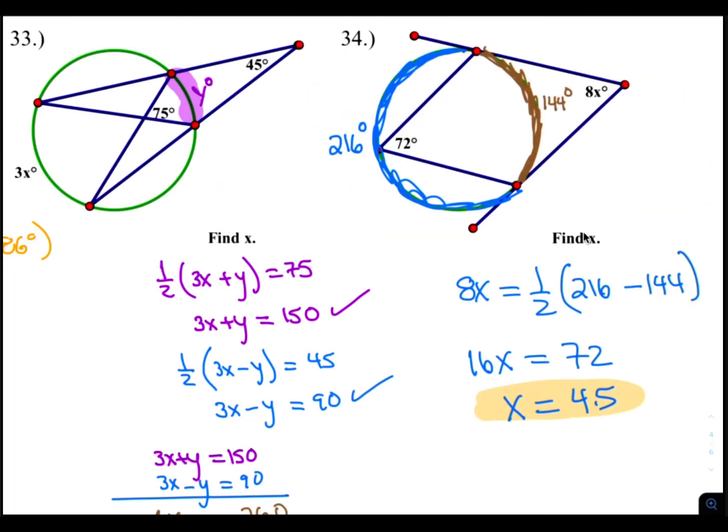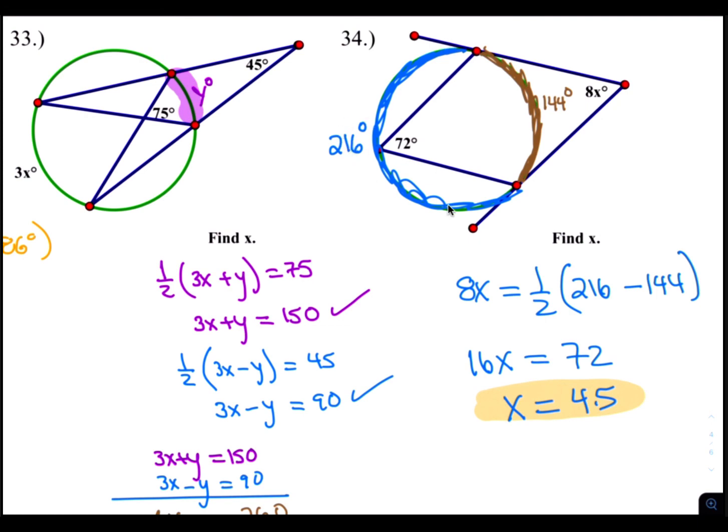In number 34, we're solving for x. Now before we do that, first let's acknowledge a couple of things. We have this inscribed angle, which is 72, and we know that this arc, the intercepted arc, is twice 72, so this arc is 144. Likewise, we can acknowledge that the blue arc, which is the remaining arc from the 360, is 216. That's 360 minus 144, gives us 216.